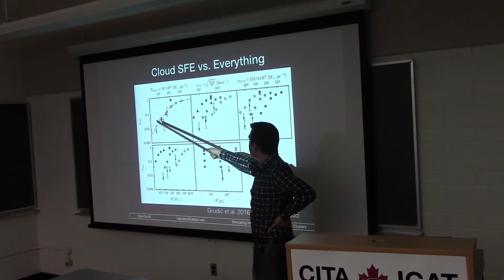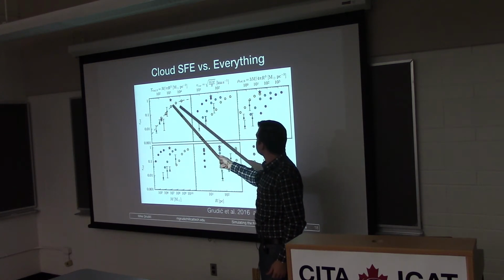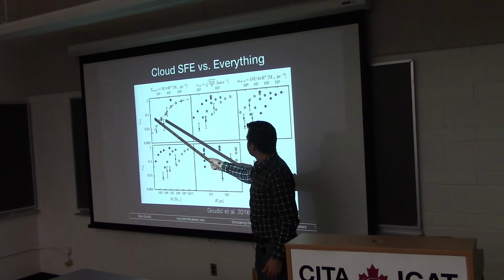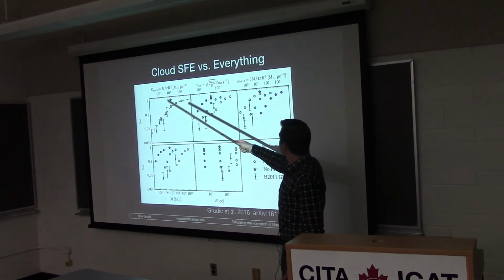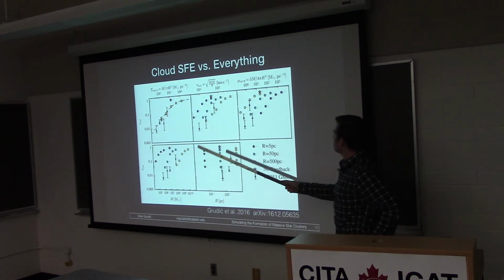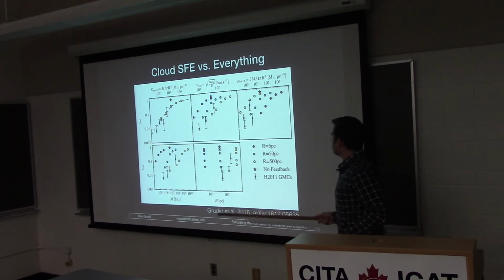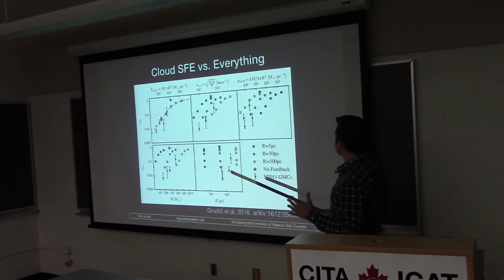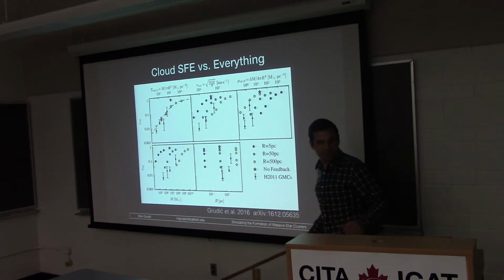Each one of these points is a simulation. We've run them at different surface densities. And we find that the star formation efficiency is small at low surface density, and it saturates to about 1 at high surface density. We've also plotted this as a function of escape velocity, density, mass, and radius. And none of these really predict the star formation efficiency with the same accuracy.